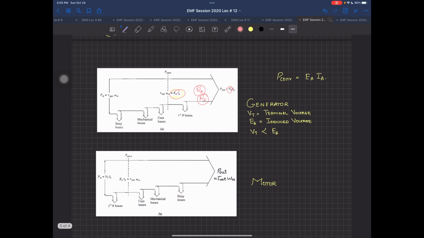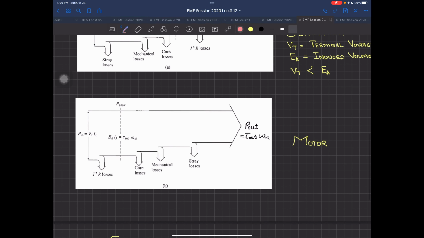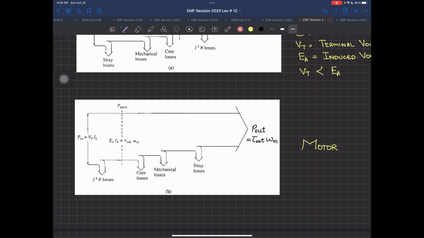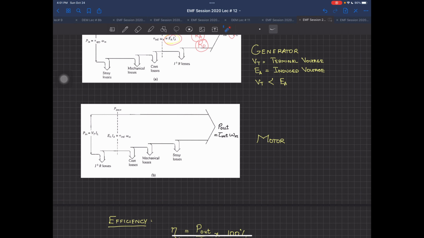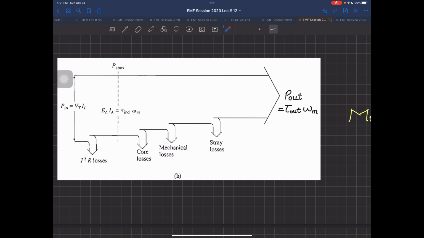So this is a generator power flow diagram, and if we come on to the motor, as you can see very carefully, in a motor you have applied electrical energy, that is VT into IL. VT is again the terminal voltage, and I'm talking generically about a shunt motor. So IL here can be called the total load current supplied by the supply, because this IL will be supplied to your IA and IF both. We will discuss it later.